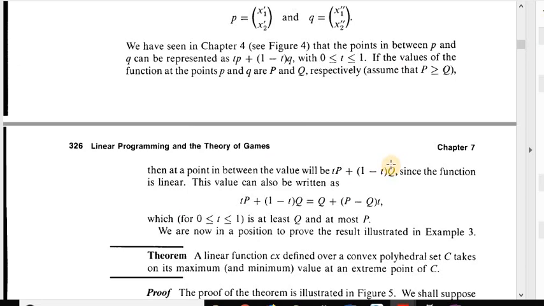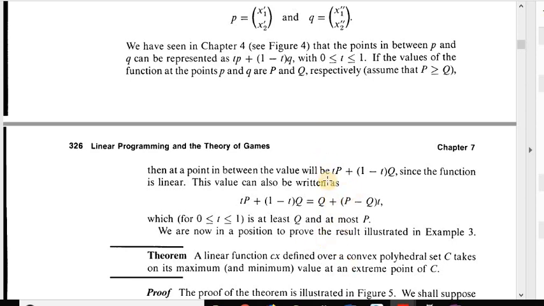Now, this value is going to be between big P and big Q. When T equals 1, the value is big P. When T equals 0, the value is big Q. And then in between, it's going to be a value in between. You can see that here. You can rewrite that as Q plus P minus Q times T. So it can't be bigger than P, and it's bigger than Q.